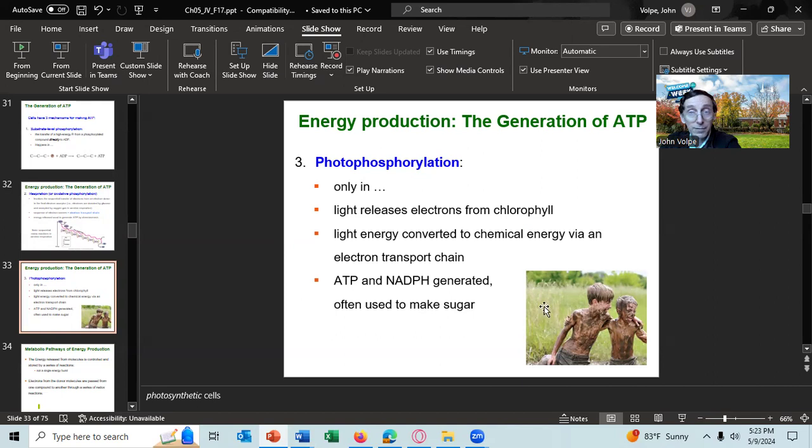So in photophosphorylation, light energy is often converted into the energy to make sugar. And here we see a picture of photophosphorylation in process. That's why the boys are so muddy. Just joking. In the background, you can see plants which engage in photophosphorylation.